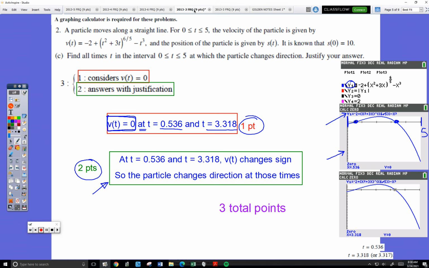Back to here. So 3 total points for part C. It's a good example of the easy questions are not always part A. This one, part C, had a really easy 2 points. That's why you always want to keep moving. Make sure you are reading and writing.